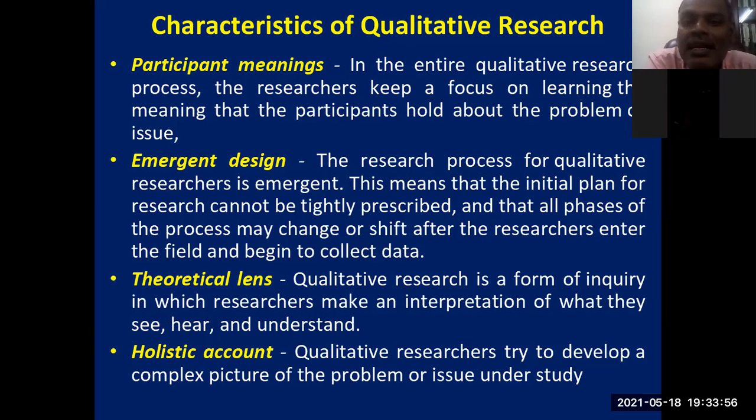Then certain meanings are going to be given by participants themselves. For example, in the entire qualitative research process, the researcher keeps the focus on learning the meaning that participants hold about the problems or issues. For example, if you are asking the participants to classify who is poor, they can classify who is poor with their own words. What you are doing here is that the people are giving meaning to certain issues.